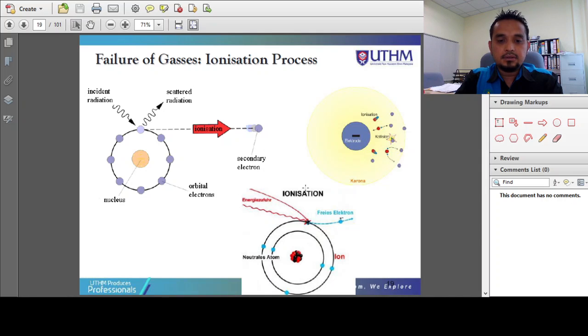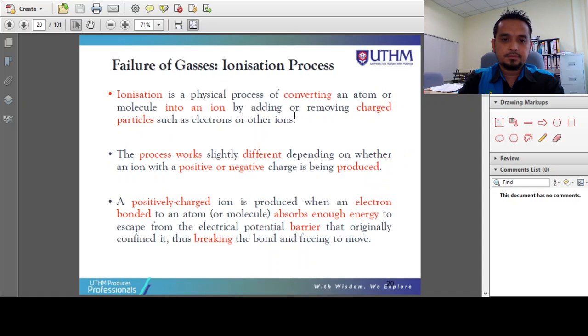This illustration is a good example to represent the ionization process as the first step for the breakdown to occur in the dielectric material. If we want to write it in a proper way, ionization is the physical process of converting an atom or molecule into an ion.